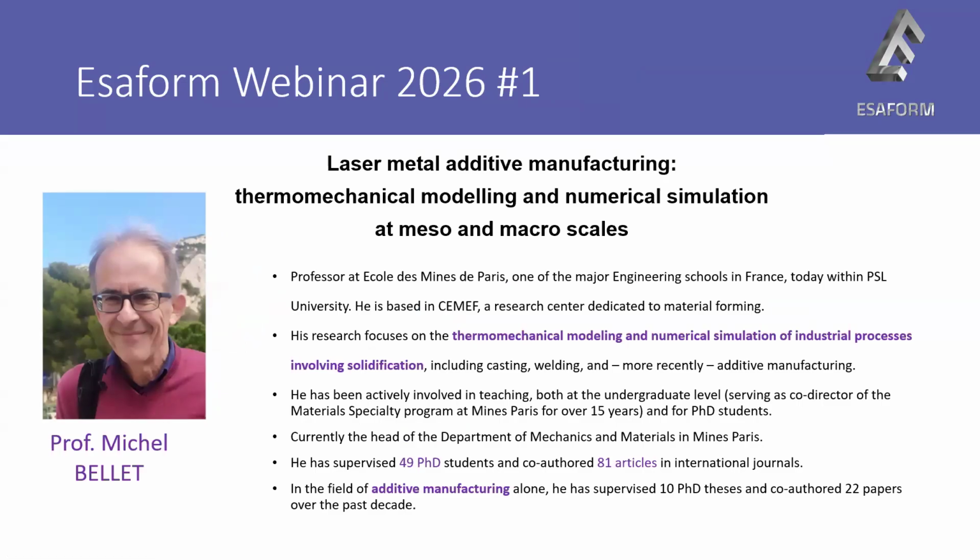So Professor Michel Bellet, that is just in the room close to mine. He's one of my colleagues. He's a professor at École des Mines de Paris, one of the major engineering schools in France, now belonging to Paris Sciences et Lettres University, and he's based in Cimet, south of France, and the center's research is dedicated to material forming. His research focused on thermomechanical modeling and numerical simulation of industrial processes, mainly involving solidification. That means that it includes casting, welding, and today he will talk about additive manufacturing.